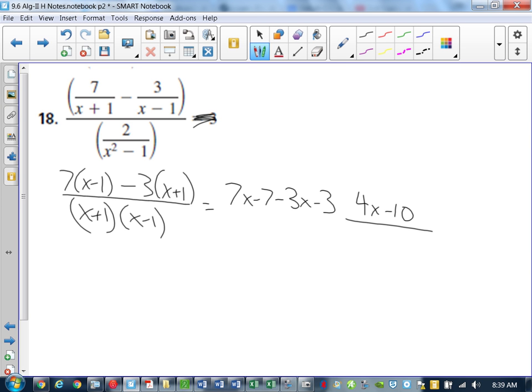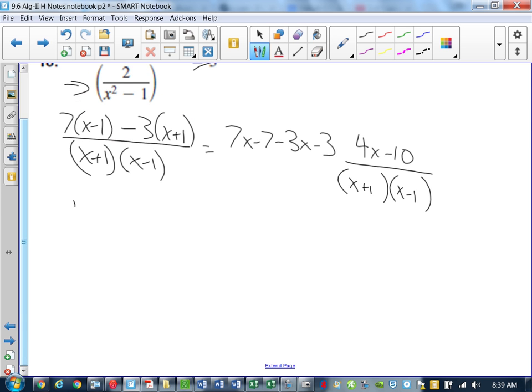And this is over the, so far so good? Now, I need to move this guy, which means I can bring that up and multiply by its reciprocal. So in doing so, I'm going to get the following. 4x minus 10 over x plus 1, x minus 1 times x squared minus 1 over 2.